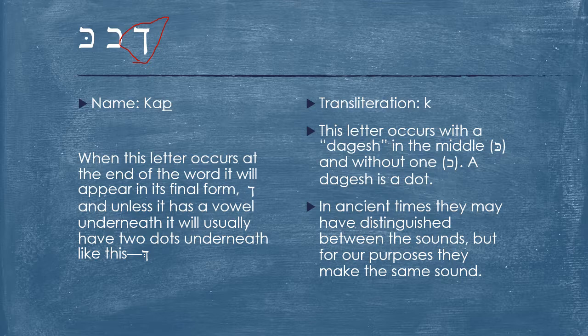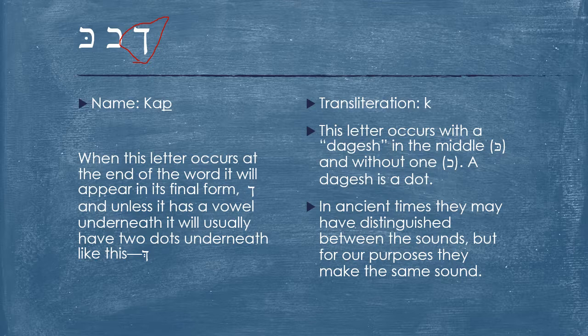And then it can occur with a dagesh or without. We're not going to really distinguish a difference in the sound. There are some grammars that will tell you to distinguish it and make a similar sound to the chet, so that the kaf without the dagesh would make a ch sound. But we're not really going to make a distinction. We're just going to use the K sound for either one.